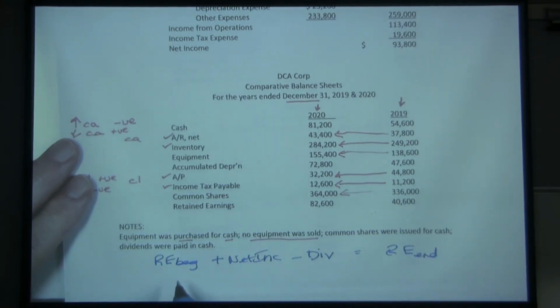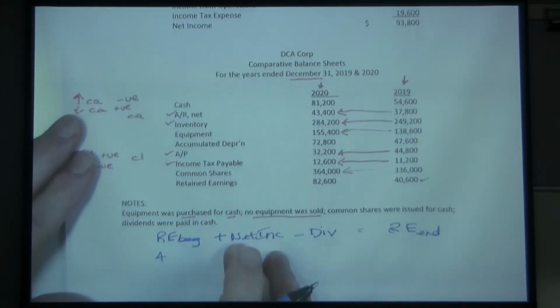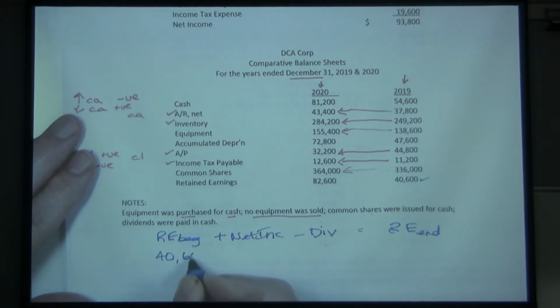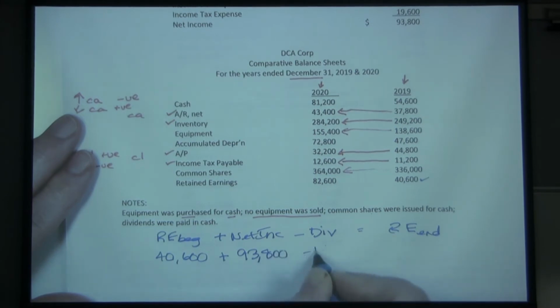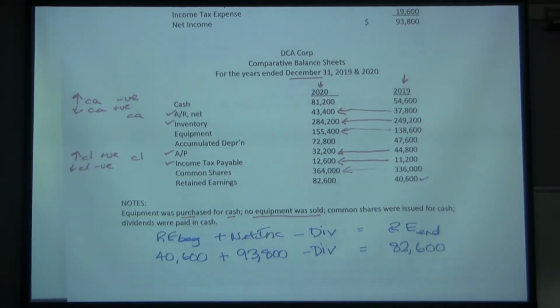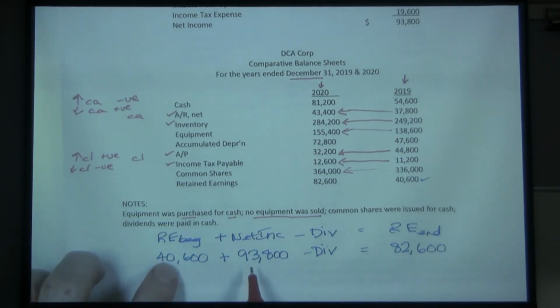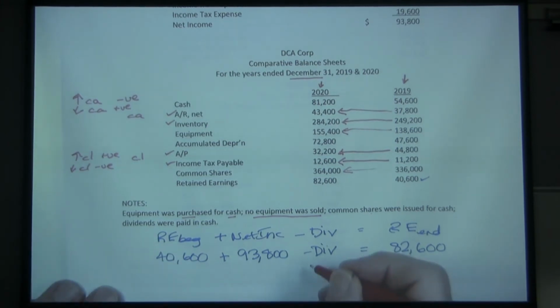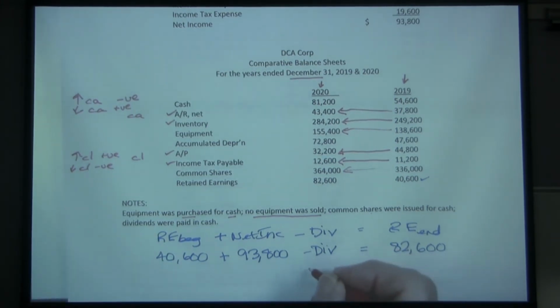Okay, beginning retained earnings, where's that? It is right here. So 40,600 plus our net income was 93,800 minus any dividend paid would equal 82,600. So if we figure all this out, we add these together, it's going to be over $130,000. So to get down to the final ending, the amount of dividend paid would have been $51,800, just quite a large amount. Usually it's not that high.